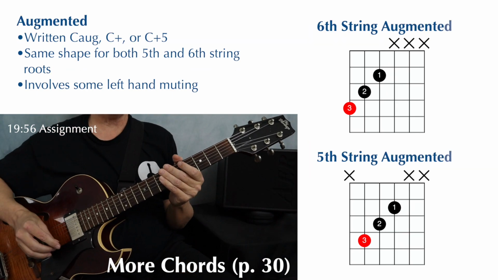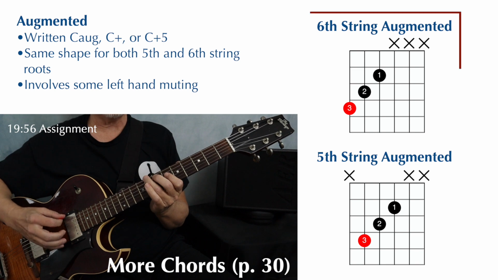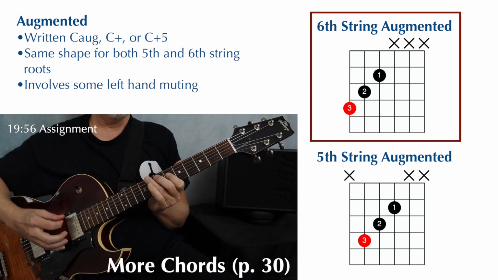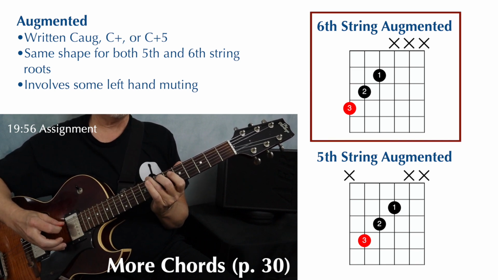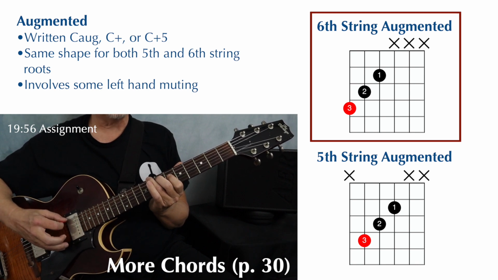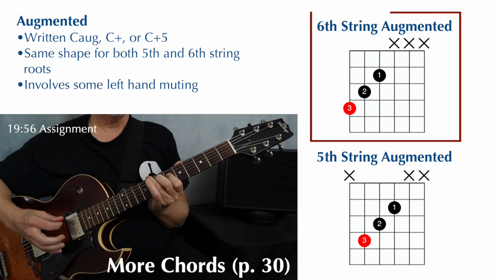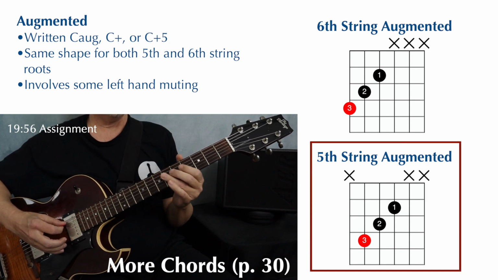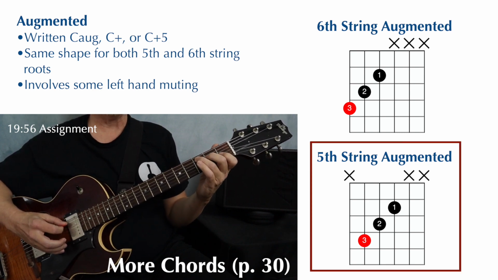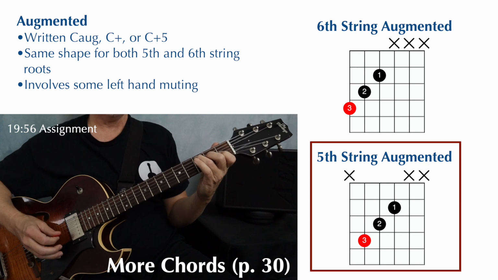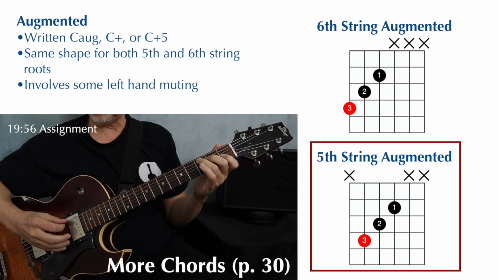Our last chord type is augmented, and this is just a 3-note chord, finger 3, 2, and 1. And we are muting or just not playing the other 3 strings. And then here's an augmented with the root on the 5th string. Same shape, 3, 2, 1. And we are not playing strings 1, 2, or 5.